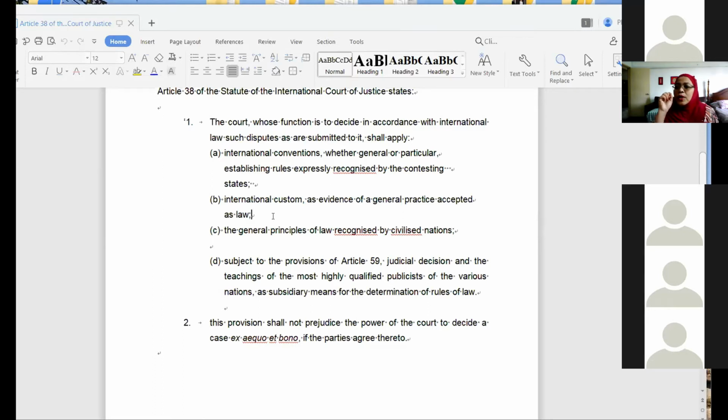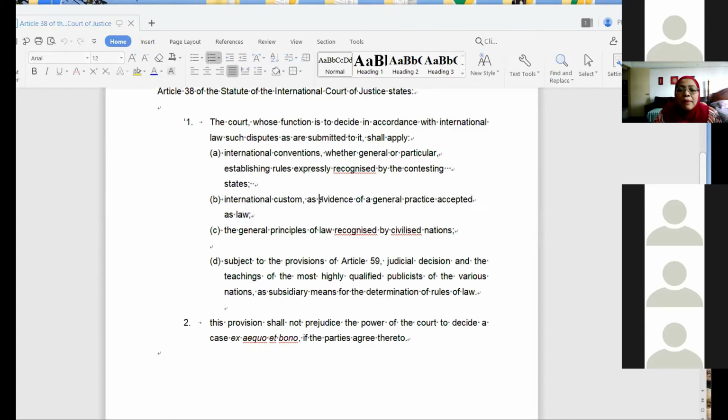Now let's look into this custom. Customary international law, in order for it, the wording is, must be evidence of a general practice. There are some rulings over here. International custom, evidence of a general practice accepted as law. Those are the elements that you need to read, classify, clarify and explain every time when you understand the word international custom.